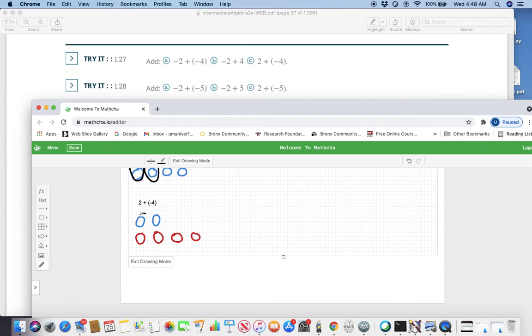Now remember, when you add them, one positive and one negative, they cancel each other. Okay, so these two combine to be 0, these two combine to be 0, and you are left with 2 red counters. What does that mean? Answer is -2. So by now you probably have recognized the sign ends up being the sign of the larger magnitude number.